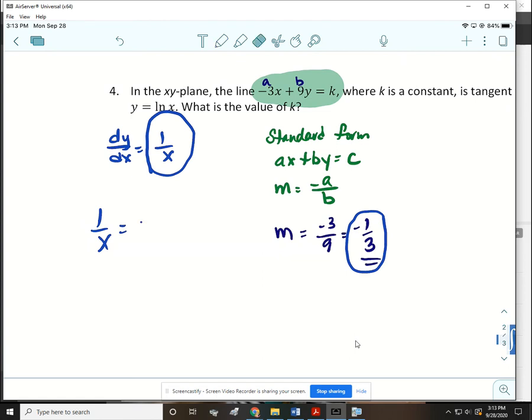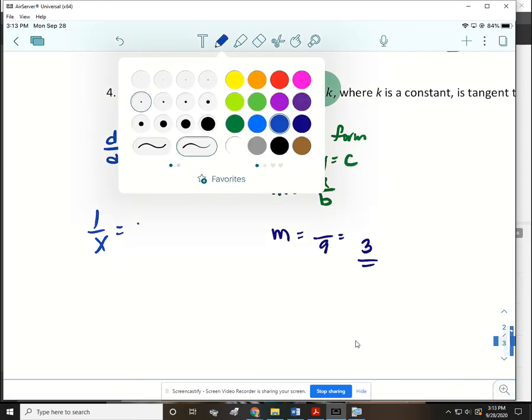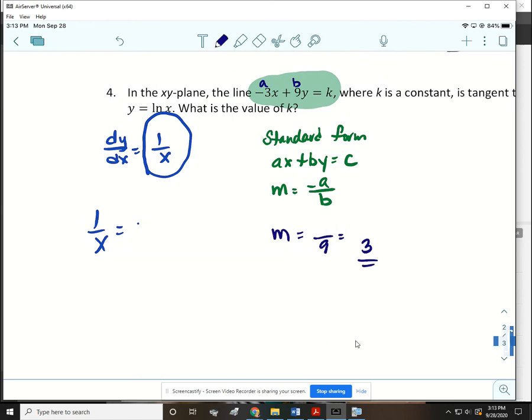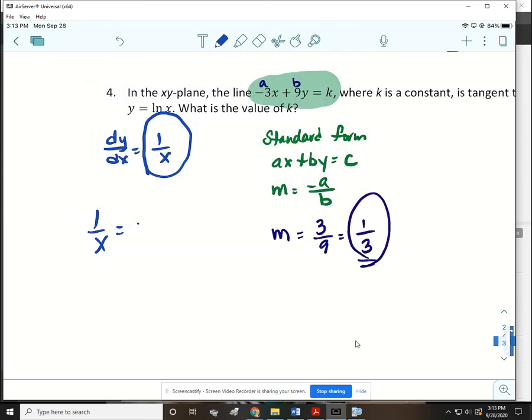I didn't do the opposite. I'm sorry. All right, so we do the opposite of negative 3, which will be positive 3. My bad. I'm sorry. All right, so at the point of tangency, 1 over x is going to equal 1 over 3. So we can deduce that x is equal to 3. So that's the x value of the point of tangency.